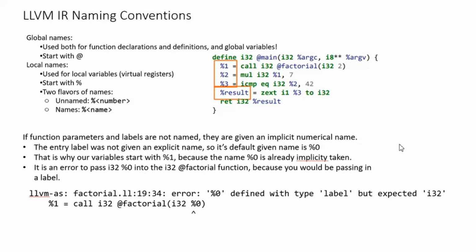Here we see a call to factorial function. So it would be an error to pass in %0 into any function, because that would mean passing in a label. So that's another common mistake that beginners might have, is that you're passing in %0. You might think that it's a variable. However, it is actually the implicitly named label.